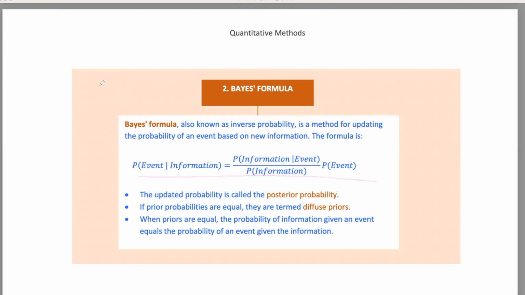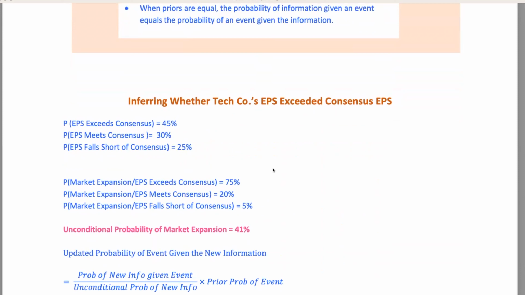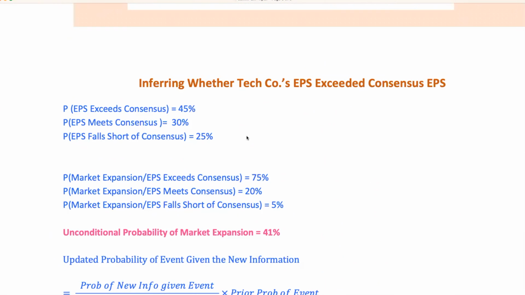Let's dive into a practical example to understand this better. Imagine we're analyzing a tech company's earnings per share scenarios with the goal to find out the probability that it will beat earnings expectations. Here are the initial probabilities we start with. There is a 45% probability that EPS will exceed consensus estimates. There is a 30% probability that EPS will meet consensus estimates, and a 25% probability that EPS will fall short of consensus estimates. These are prior probabilities.